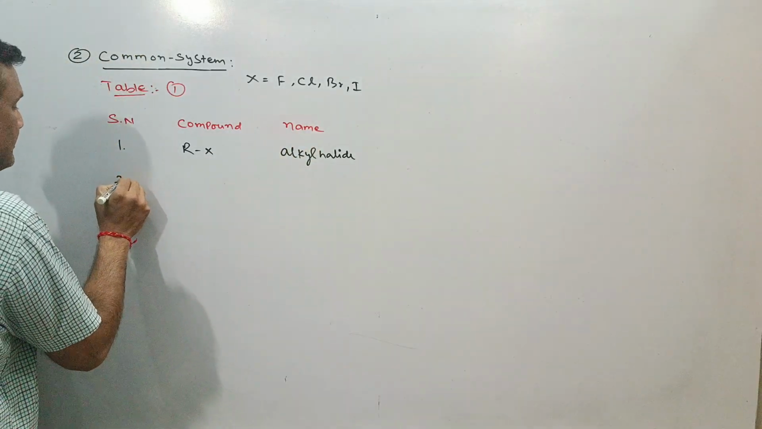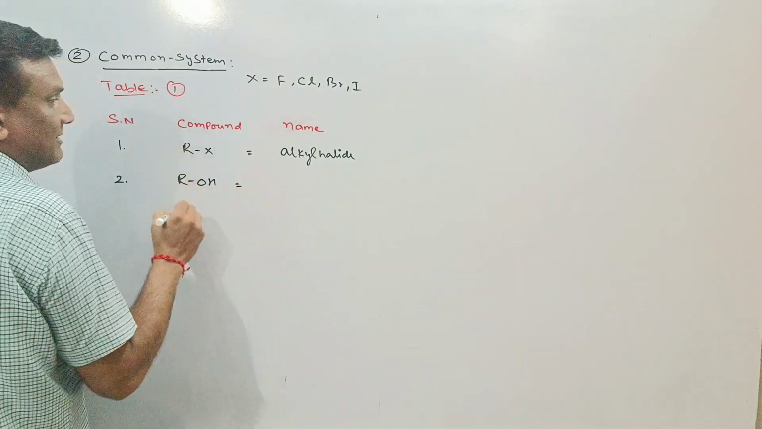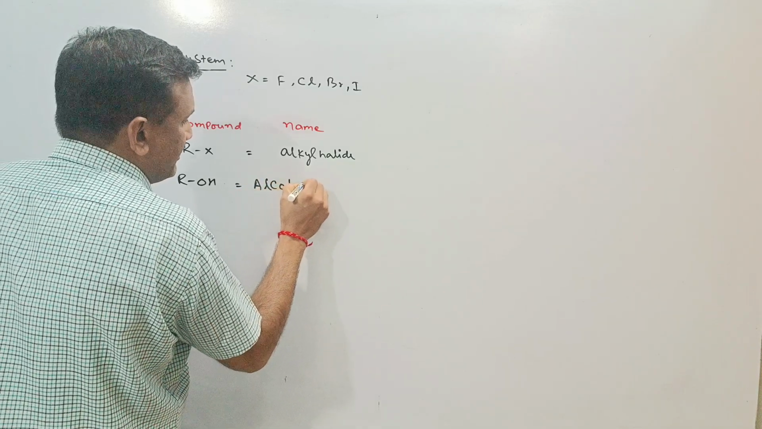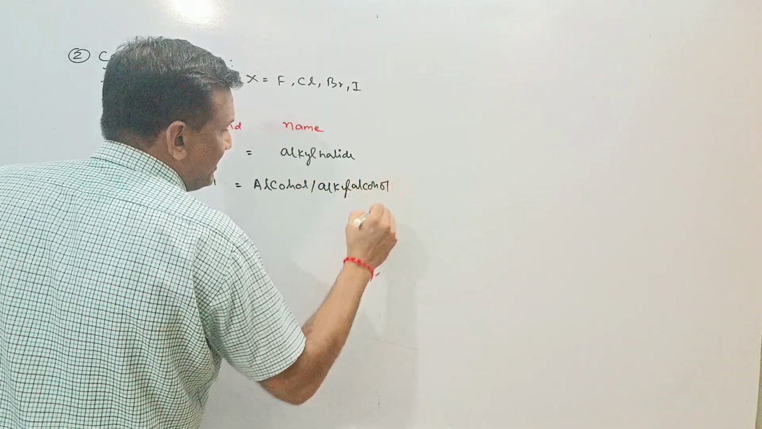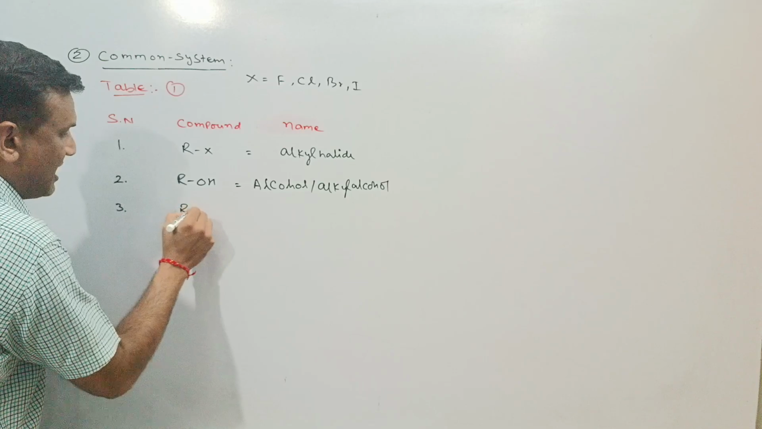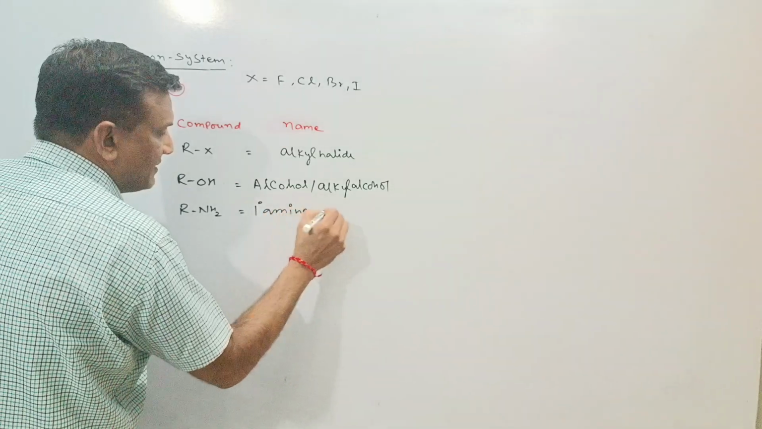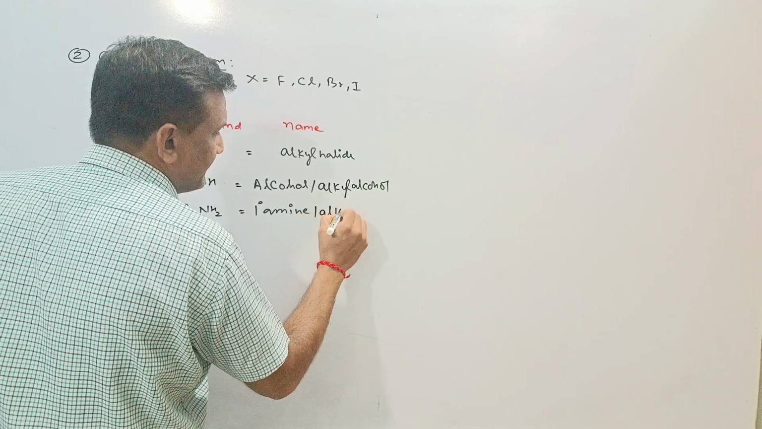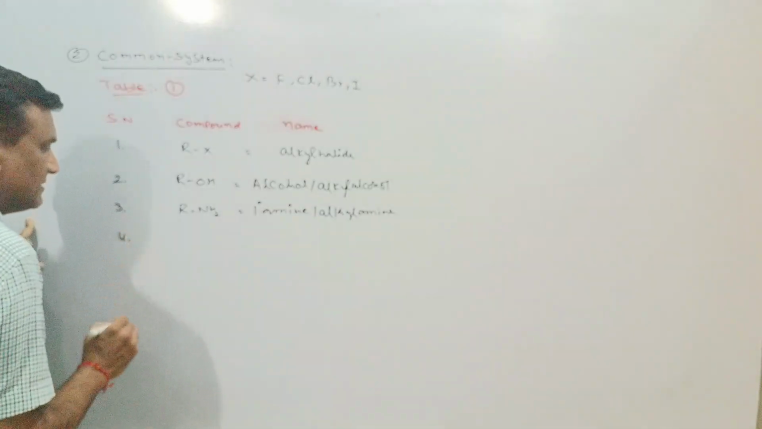The second compound is ROH. This is your alcohol, and according to the common system you have to call it just alkyl alcohol. Now the time to discuss the third, that is very simple, RNH2. This is called 1 degree amine, and you will call it alkyl amine also.